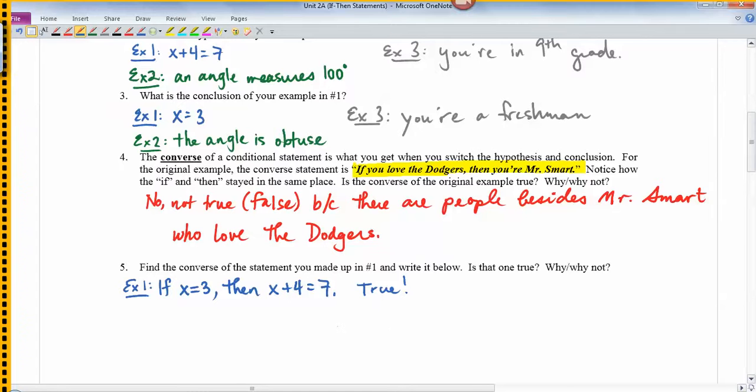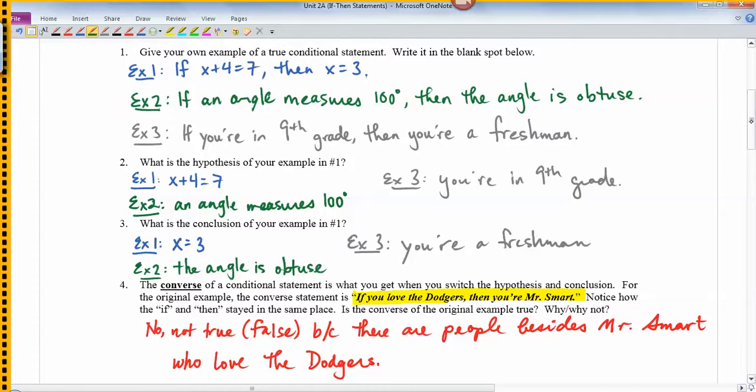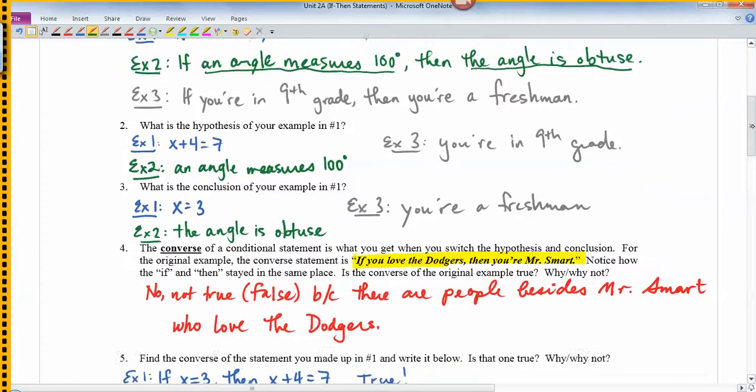Right? I'm not going to explain why. I mean, if you plug in the 3, it works, right? So in example 2, let's reread example 2. If an angle measures 100 degrees, then the angle is obtuse. So in this one, you'd switch the angle is obtuse with an angle measures 100 degrees. Although it sounds a little dumb if you say, if the angle is obtuse, then an angle measures 100 degrees. So instead, you kind of fudge the wording a little bit so it makes more sense. So instead of saying if the angle is obtuse, you'd say if an angle is obtuse, then the angle measures 100 degrees, right? Because it sounds like it makes more sense that way.